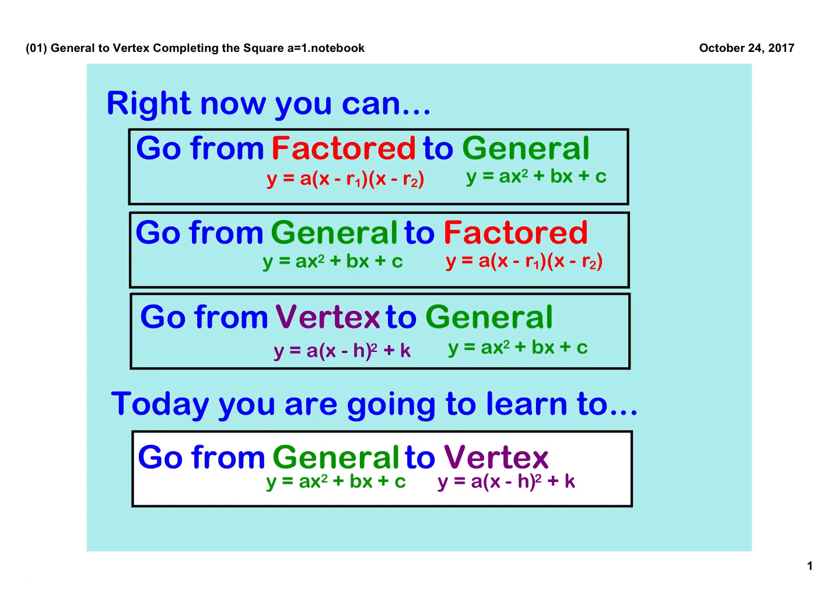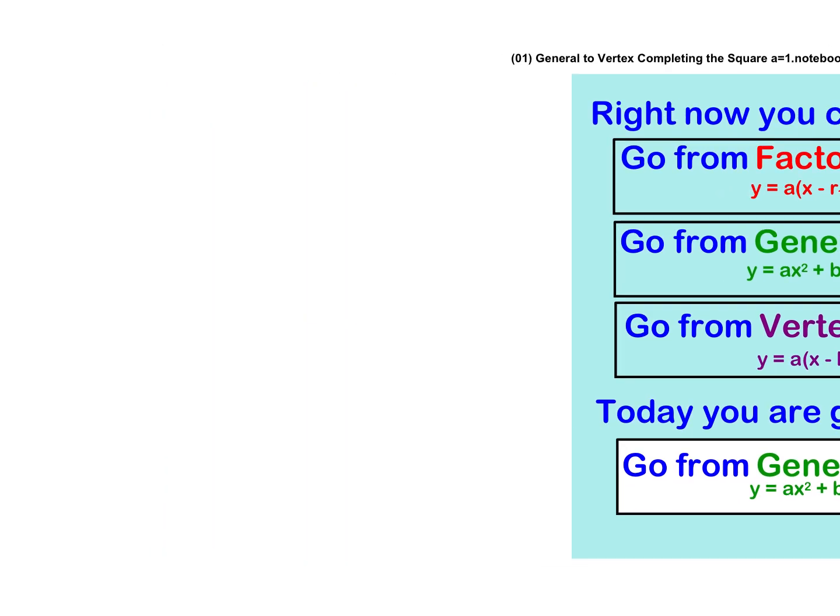So today we're doing a thing called completing the square. And that's how you get from general form to vertex. But I think it'd be best if we just did a few practice problems. So here is something that is in factored form.